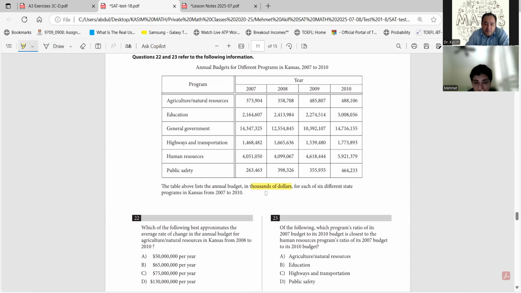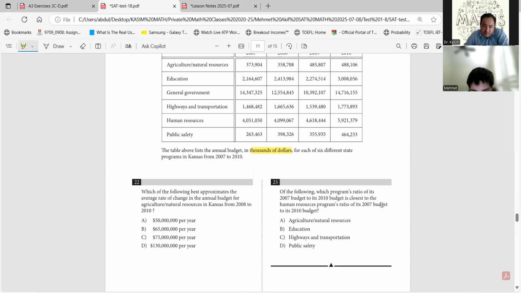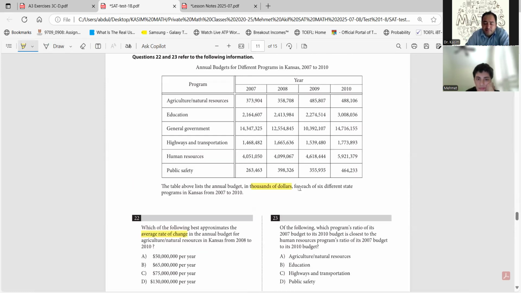For each of six different state programs in Kansas from 2007 to 2010, which of the following best approximates the average rate of change in annual budgets for agriculture and natural resources, 2008 to 2010. Okay. Agriculture, right? Where is it? It's here. In 2008, this much. In 2010, right, is this much.